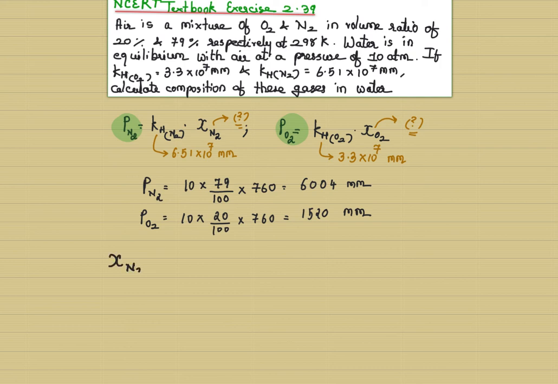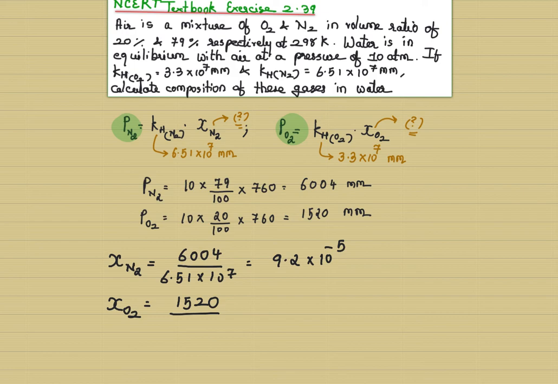So mole fraction of nitrogen then would be equal to, for nitrogen, 6004 divided by 6.51 into 10 raised to 7. I think that's the value for KH for nitrogen, and this gives us about 9.2 into 10 raised to minus 5 as the value. And mole fraction of oxygen would be 1520 divided by the 3.3 into 10 raised to 7 as they have given, which gives us 4.6 into 10 raised to minus 5.